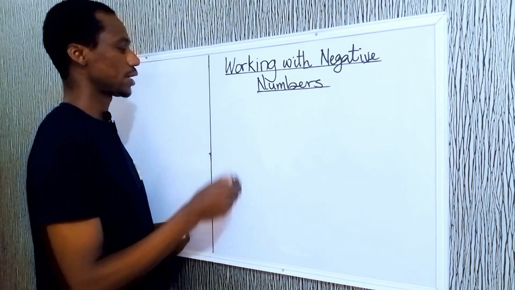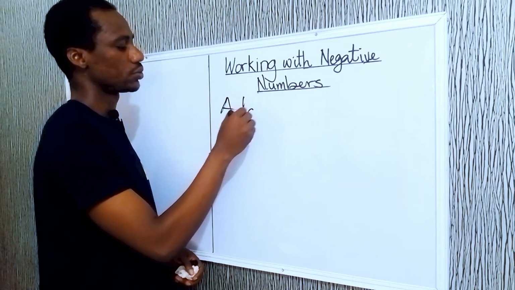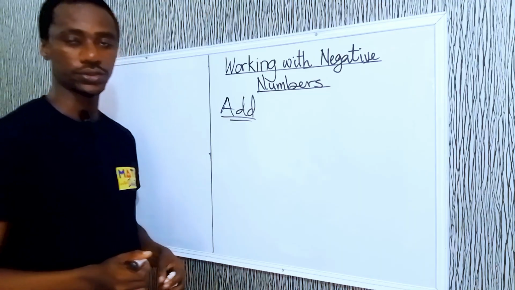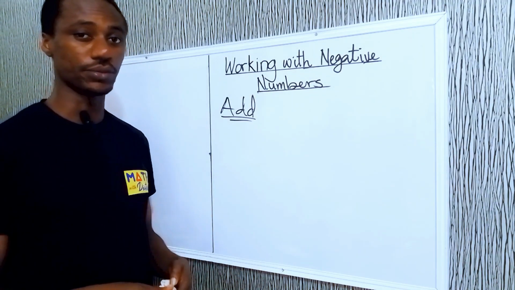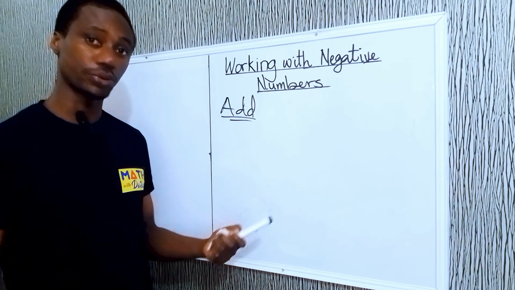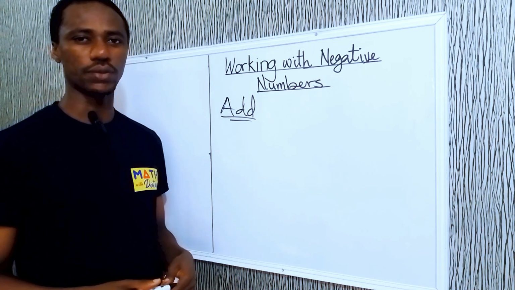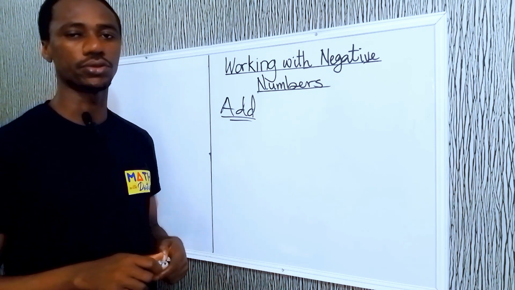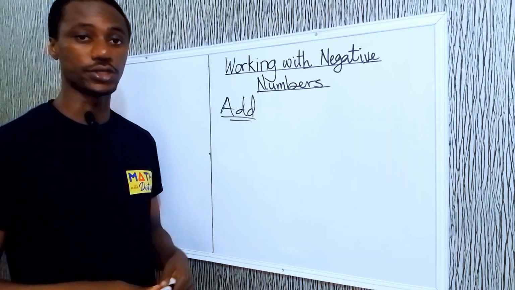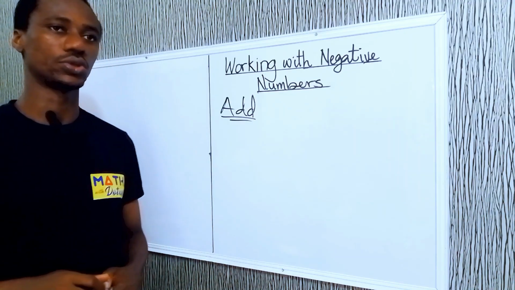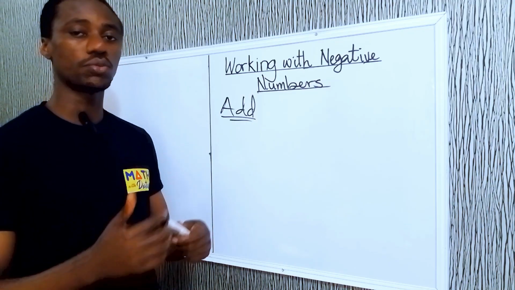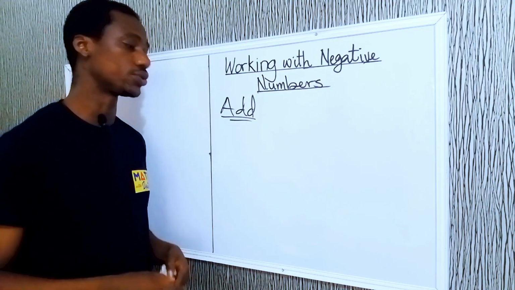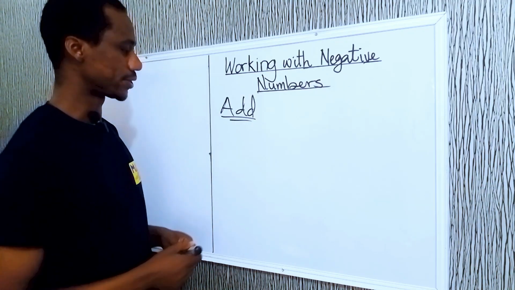So first we start with addition. How do we add negative numbers? There are many methods we can use to add negative numbers, and positive numbers too. But I'm going to show you the traditional method. It's been working for years and I believe it would also work for you. In the next video, I will show you some other methods you can also use. So let's take some examples.